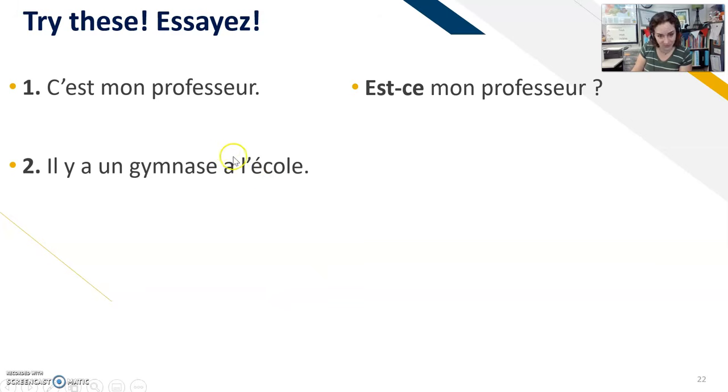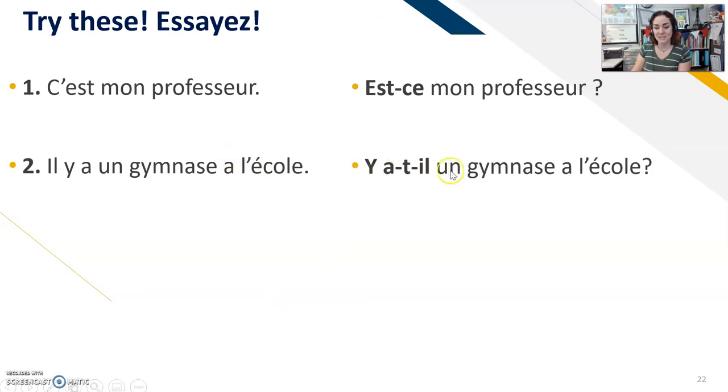Il y a un gymnase à l'école. Imagine a little accent on that one. Y a-t-il un gymnase à l'école? Is there a gym at the school? Y a-t-il? Est. Et voilà, that is how you use inversion to ask yes or no questions.